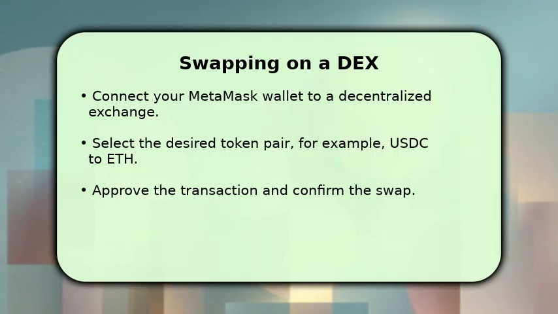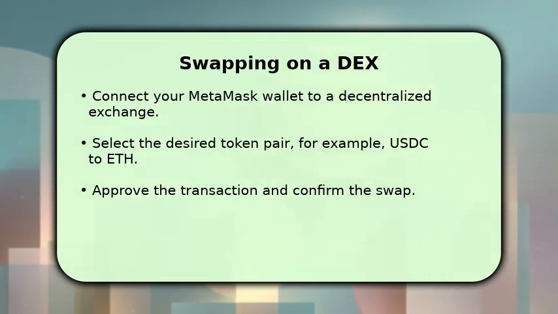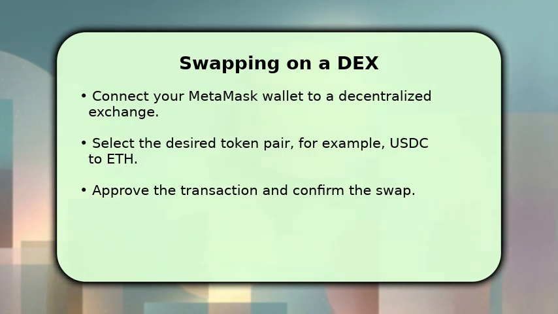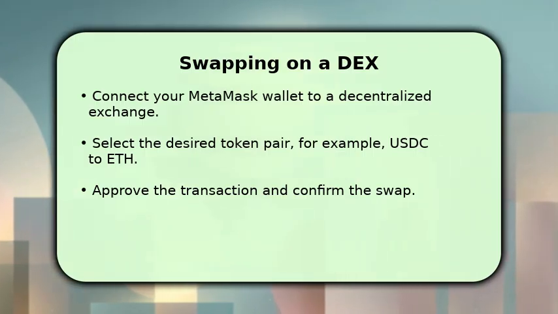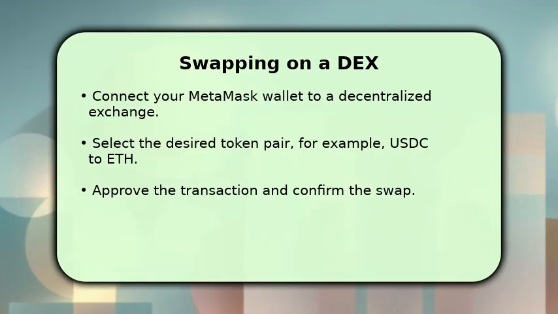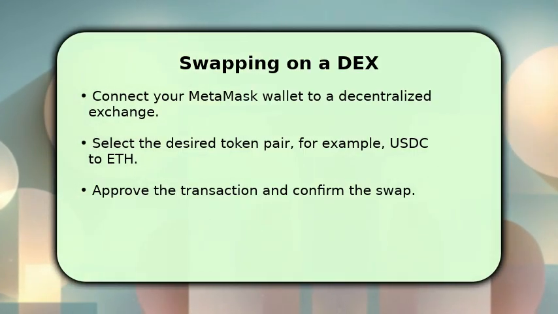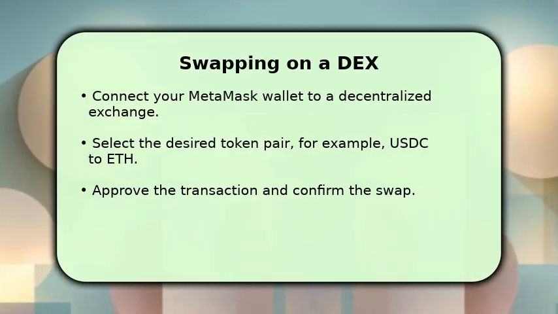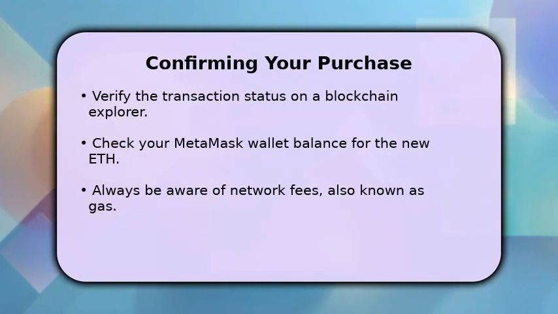Once you have funds in your MetaMask wallet, you can use a decentralized exchange, or DEX, to swap for other tokens. Connect your MetaMask wallet to your chosen DEX like Uniswap or SushiSwap. Select the token you wish to swap from and the token you want to receive, such as swapping a stablecoin for Ether. Review the transaction details, including any fees, and then approve and confirm the swap within MetaMask. It's a straightforward process.